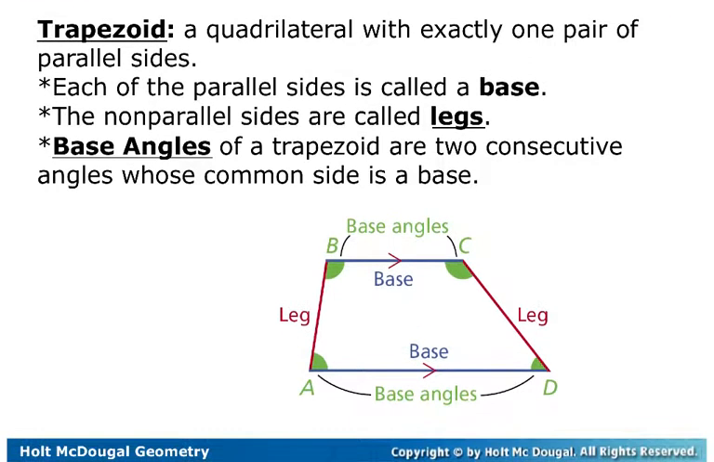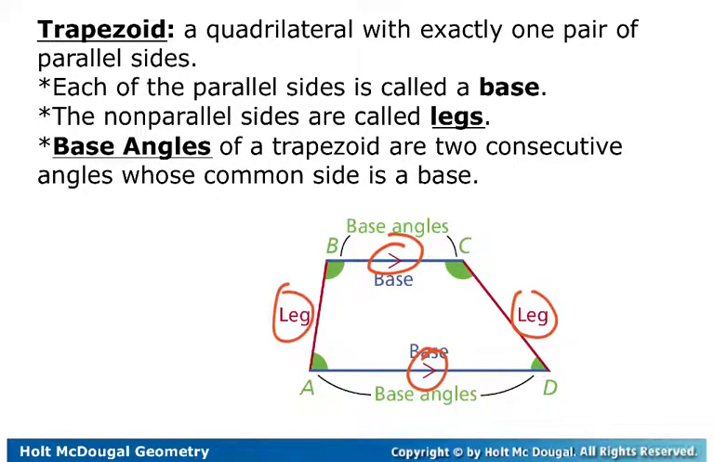It's always a weird word to remember, but a trapezoid is a quadrilateral, a four-sided shape with exactly one pair of parallel sides. So as you can see, instead of two pairs of parallel sides, because that would be a parallelogram, we have one pair, and we call them the bases. Each of the parallel sides is called a base, and the non-parallel sides are called legs. So that's these guys over here.